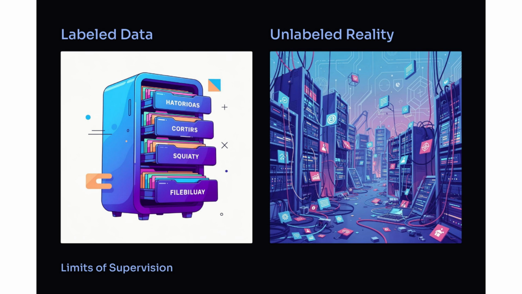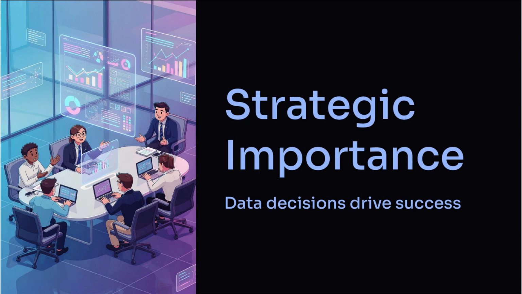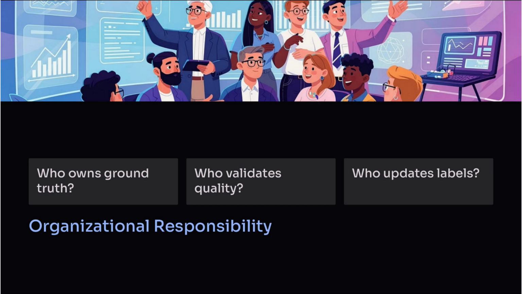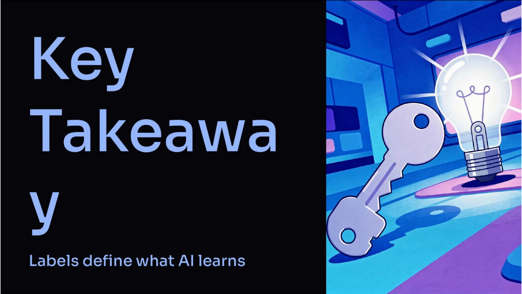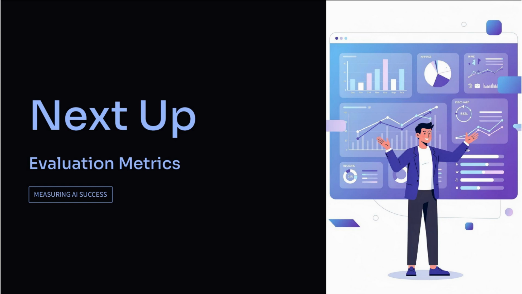Alternatives exist. Signals beyond labels include feedback and behavior. Labeling strategy is a strategic decision, not just a technical one. Organizations own the consequences of their labels. The key takeaway is that labels define learning boundaries. Ground truth underpins trust in AI systems. Next, we examine how performance is measured using evaluation metrics.